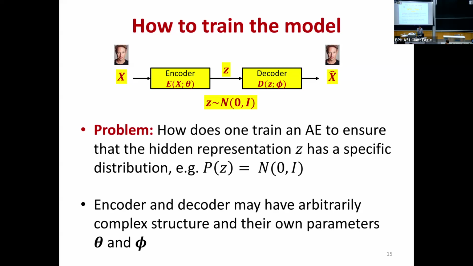And the autoencoder, which is to say the parameters theta and phi, are trained to minimize the error between x and x hat. But then we want to impose this additional constraint that P of z must be a standard Gaussian, right? How do we do this?